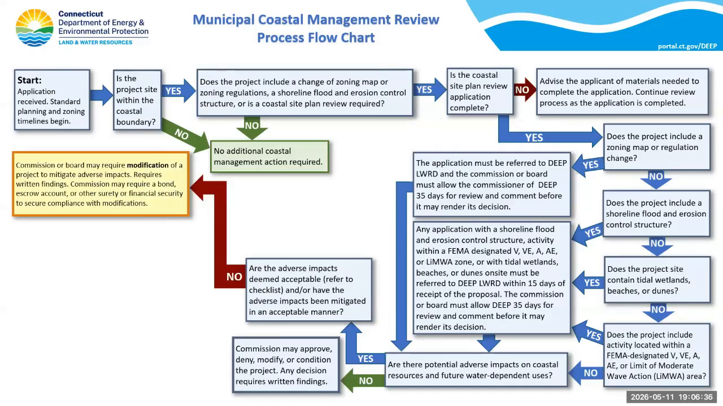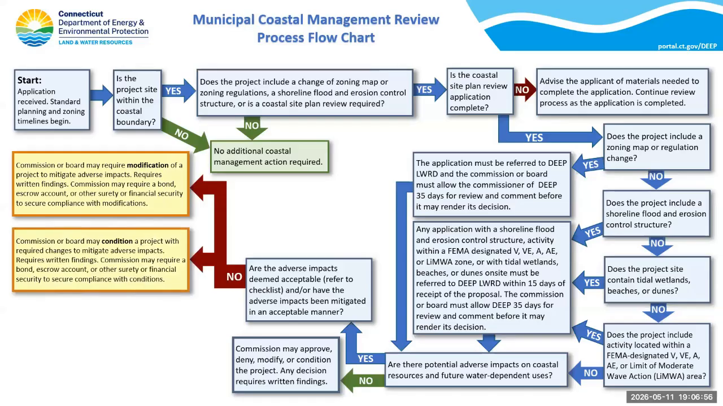So if the adverse impacts are deemed unacceptable, the commission can require a modification of the project to mitigate those adverse impacts. That decision would require written findings. The commission can require a bond, escrow account, or other financial surety or security to secure compliance with those modifications. The commission or board may also condition a project with required changes to mitigate those adverse impacts. Those are subject to the same written findings requirements, and the commission can take the same bond, escrow account, or other financial sureties to secure compliance.